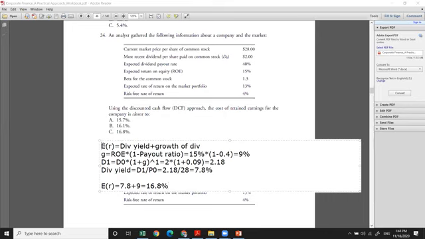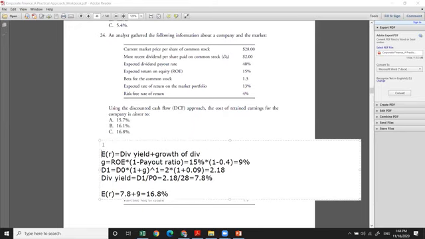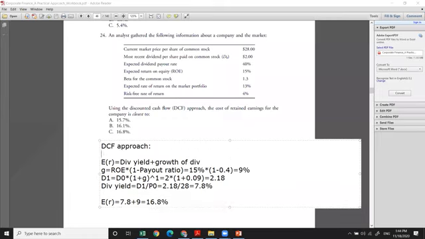This is using the discounted cash flow approach. Actually, I have not taught you this, but anyway, here we go. Now you know how to get it. I just introduced it in the chapter, but I didn't give you an example of it. Now here's the example. So discounted cash flow. Any question regarding this?